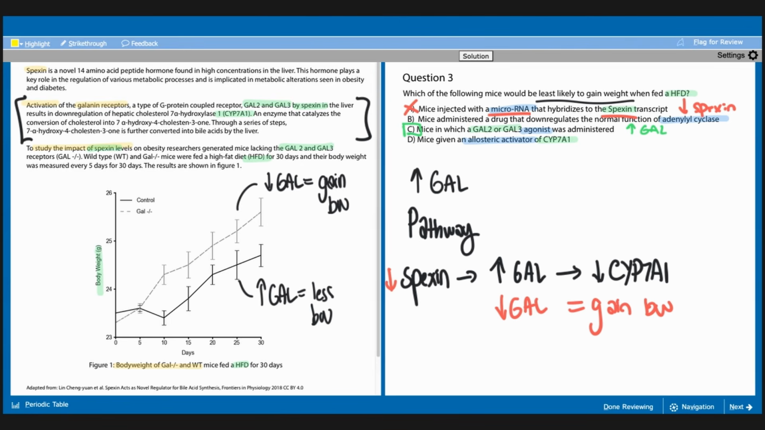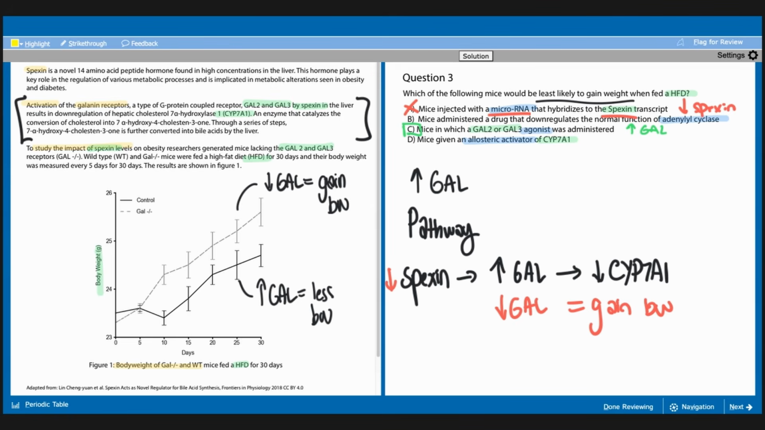We will now simply repeat this process with answer choices B and D, and we'll see again why these particular answer choices are wrong. B says that mice were administered a drug that downregulates the normal function of adenylate cyclase. Let's go ahead and skip this for right now because it's not directly in our pathway, and we'll look for some information that might relate to adenylate cyclase, but we don't really have the information pulled out of our passage at this point in time, so we'll just move right along to D.